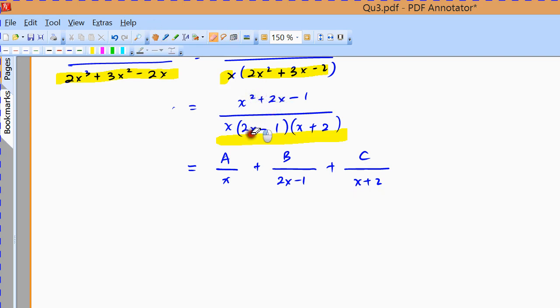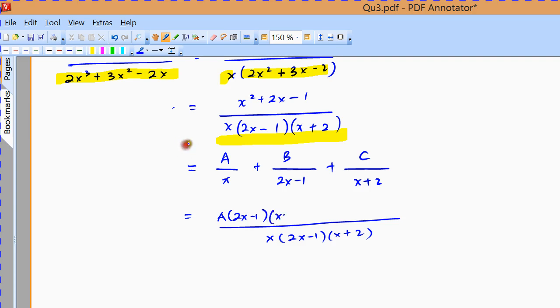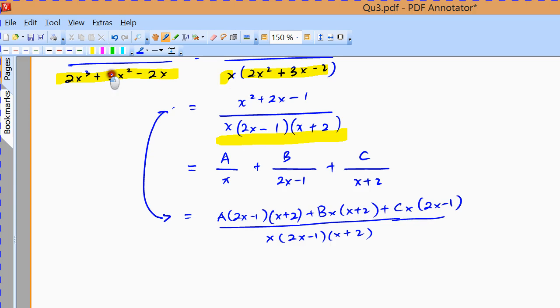constants in the numerator. So now I'm going to try and add these 3 partial fractions back using a common denominator. So I get a multiplied by 2x minus 1 multiplied by x plus 2, plus bx multiplied by x plus 2, plus cx multiplied by 2x minus 1. Now since all these are equal, I'm going to compare these two.